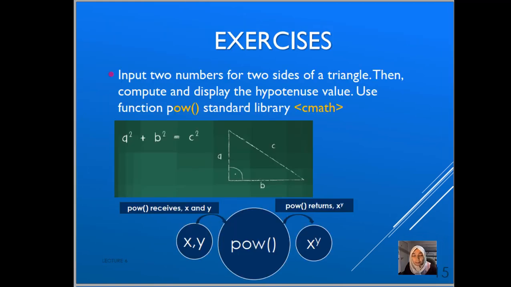By looking at the previous example, try to write your own program to solve this exercise. You're going to need to use 2 standard library functions, power and square root, in order to find the hypotenuse value. So give it a try.